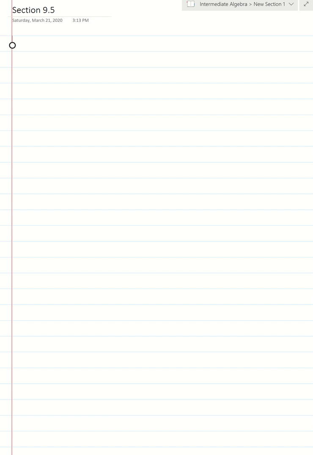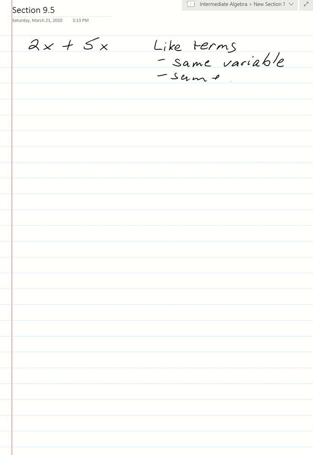And when we add, subtract, and multiply square roots, it is very similar to working with a variable. For example, if you have a 2x plus a 5x, and we want to add these like terms, what makes them like terms is that they have to have the same variable and the same exponent. And that's why we call these like terms.